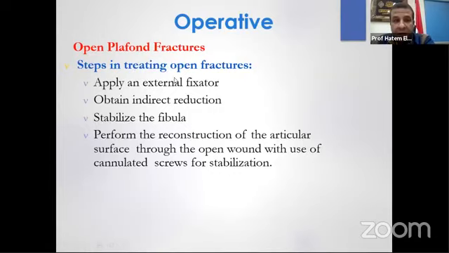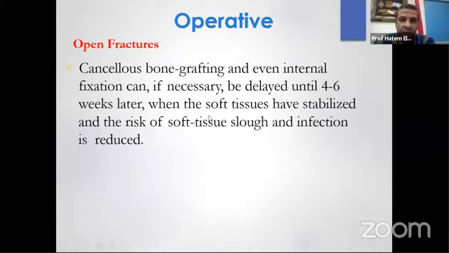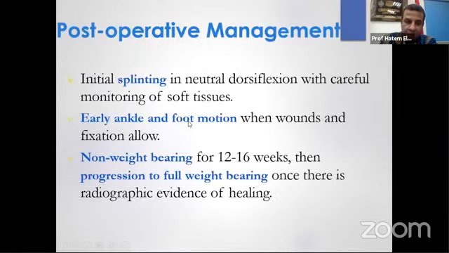Steps in treating open fractures: apply external fixator, obtain indirect reduction, stabilize the fibula, and perform the reconstruction of the articular surface through the open wound with the use of cannulated screws for stabilization. Cancellous bone grafting and even internal fixation can be delayed until 4 to 6 weeks later, when the soft tissue has been stabilized and the risk of soft tissue sloughing and infection is reduced.